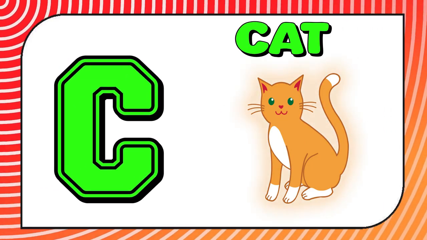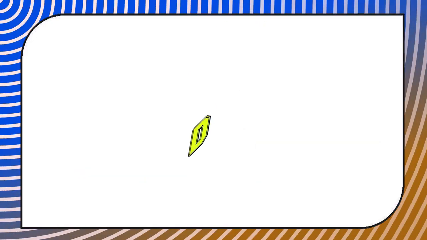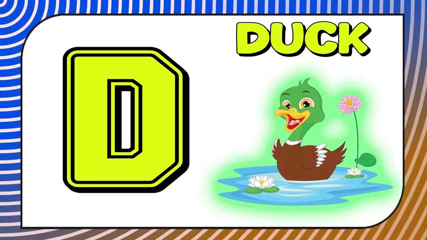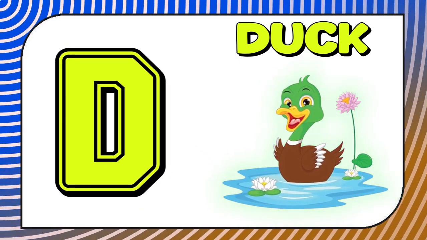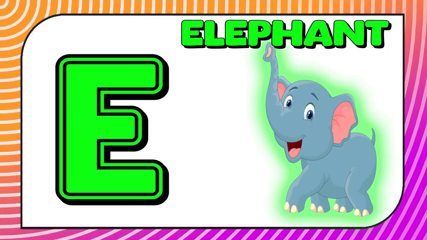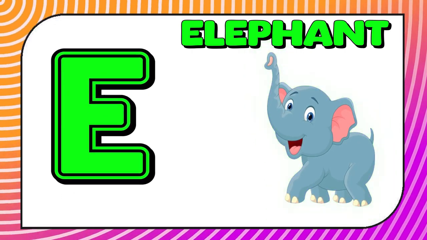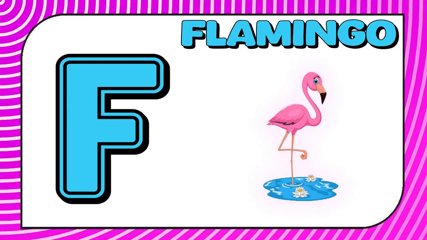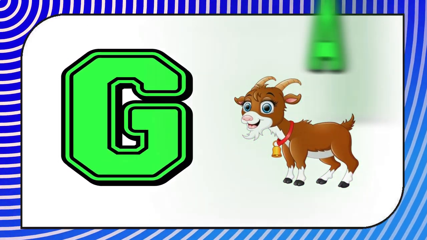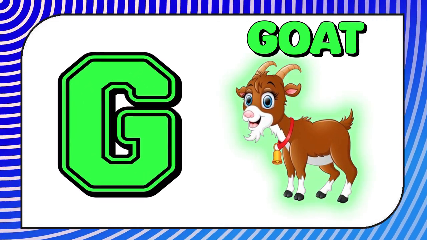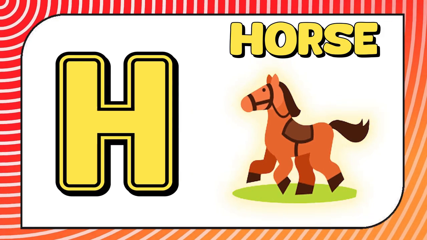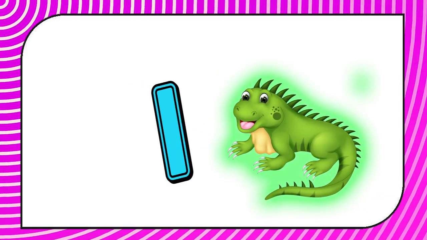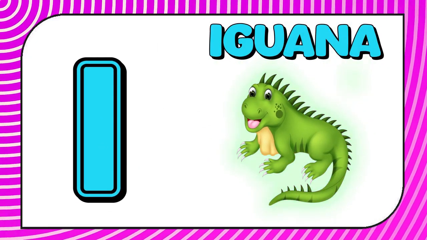Cat, cat, cat. C, cat. D is for duck, duck. E is for elephant. Flamingo, F, flamingo. G is for goat, goat. H is for horse, horse. I is for iguana, e e iguana.